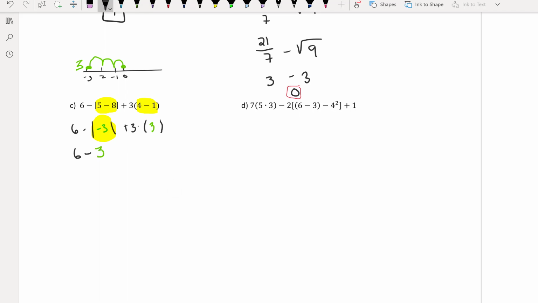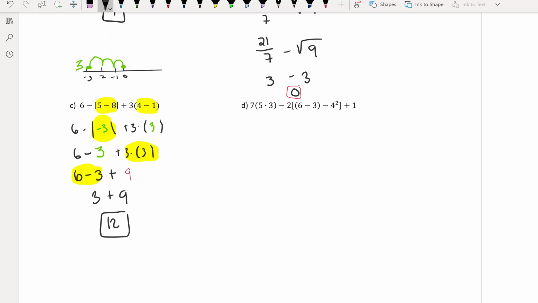Okay? And I have plus 3 times my 3. The next thing I want to think about is multiplication. So 3 times 3. I'm going to have 6 minus 3 plus, and 3 times 3 is going to give me my 9. And now doing my addition and subtraction, whichever one comes first. What comes first here is going to be subtraction. So I'm going to do my 6 minus 3 as 3 plus my 9. And 3 plus 9 will give me my final answer of 12.